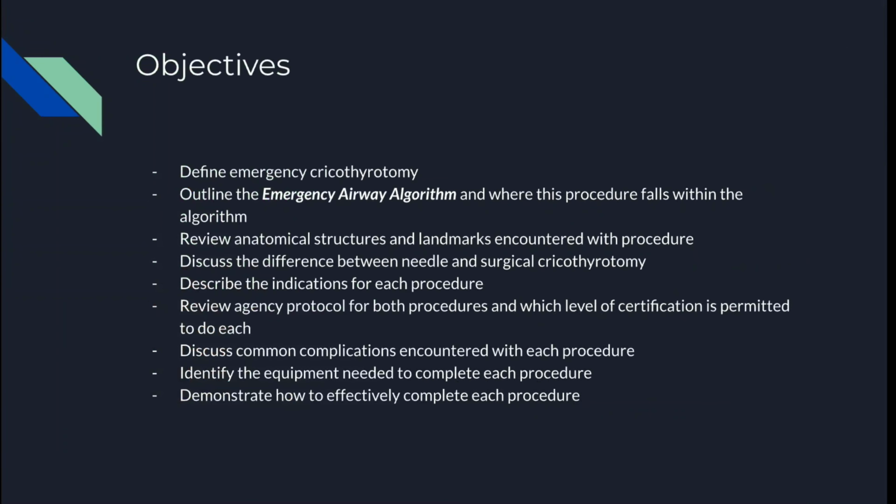So objectives, we'll get through these pretty quick here. We're going to define emergency cricothyrotomy, what it is. We're going to outline the WALS manual for emergency airway management, emergency airway algorithms, and where cricothyrotomy falls within those algorithms. We'll review anatomical structures and landmarks.